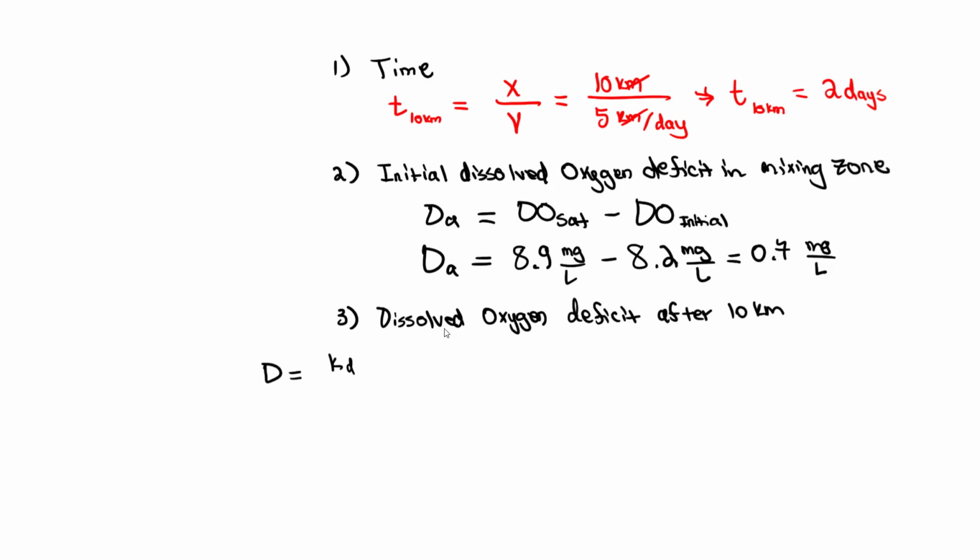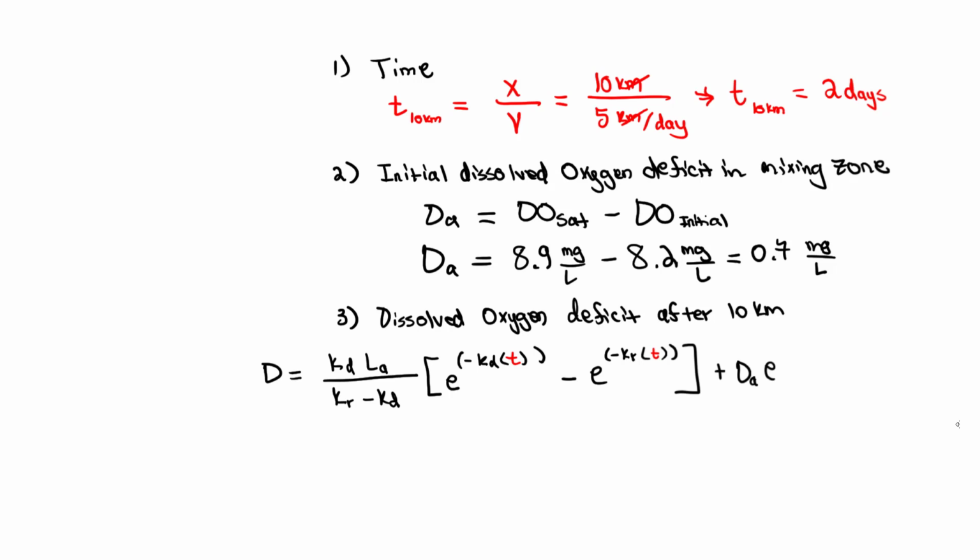So doing that, we know the whole equation is this: D equals KD times LA, the BOD in the mixing zone, over KR, the reaeration, minus KD, the deoxygenation rate constant. Then we do the brackets. It says EXP in the handbook, that just stands for exponent. We take E to the negative KD times T, the time, which we already solved, and I'm going to use the time in red. Then we close that, minus E to the negative KR, the reaeration constant, times T, the time. Close that, then we close this whole bracket, then plus dA times E to the negative KR times T, the time.